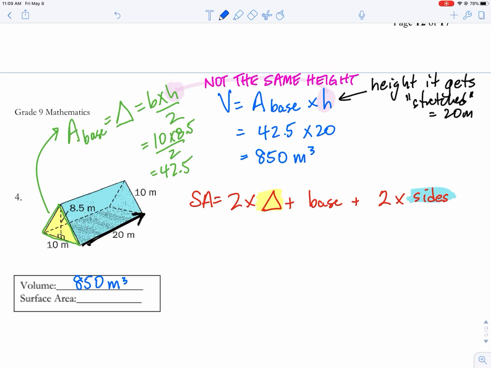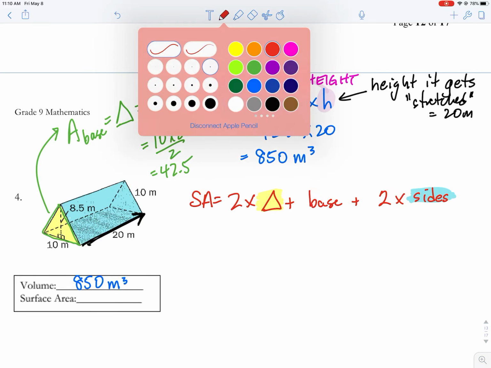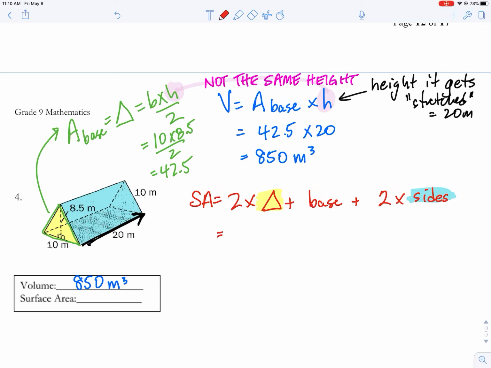We're going to have the base, and then we're going to have the 2 slanty sides. Those are the ones that I highlighted in blue. So let's go through each one of these. We know that the area of the triangle is going to be 42.5 because we already figured it out. It was the green one right there. That was the area of the triangle.